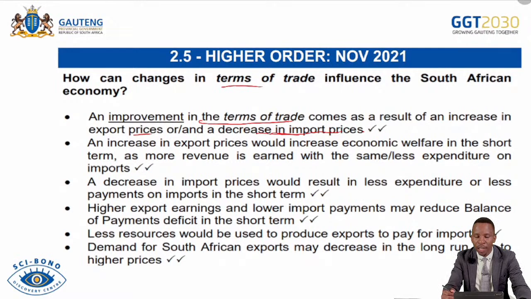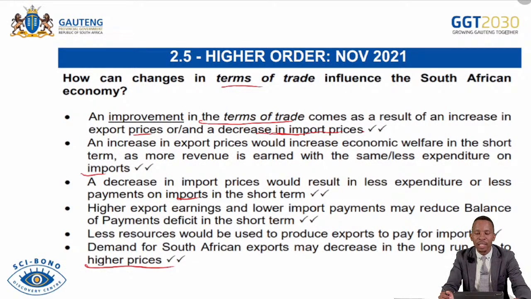An increase in export prices would increase economic welfare in the short term, as more revenue is earned with the same or less expenditure on imports. A decrease in import prices would result in less expenditure or less payment for imports in the short term. Higher export earnings and lower import payments may reduce balance of payments deficits in the short term. Less resources will be used to produce exports to pay for imports. Demand for South African exports may decrease in the long run due to higher prices.